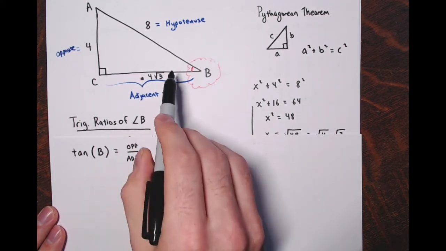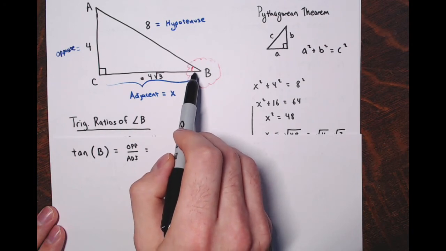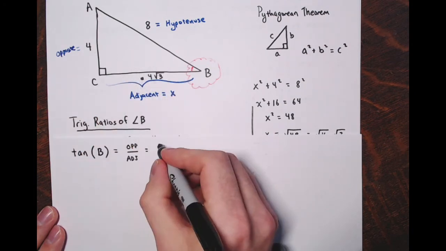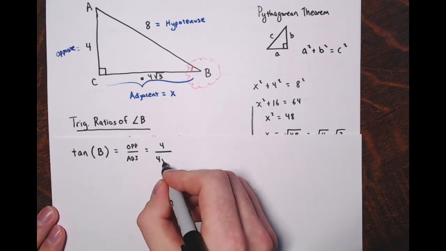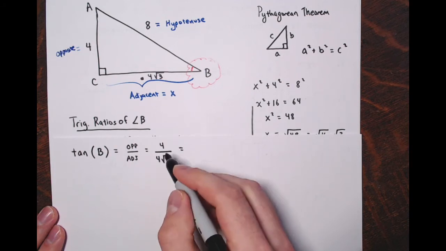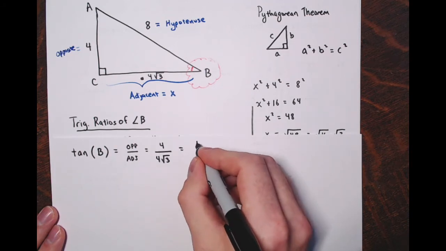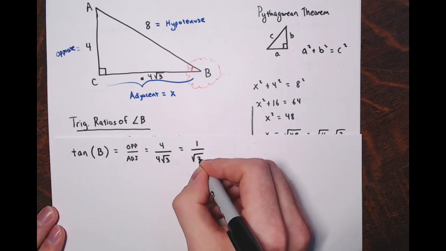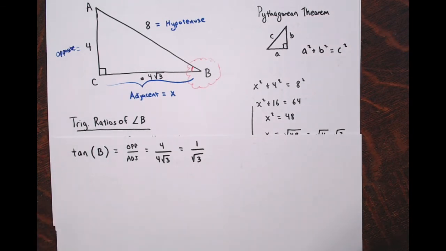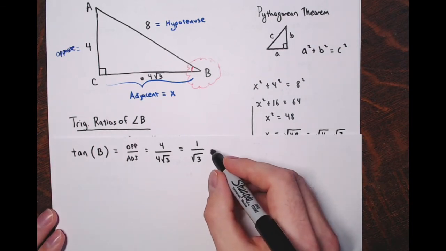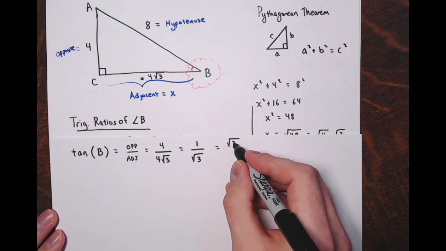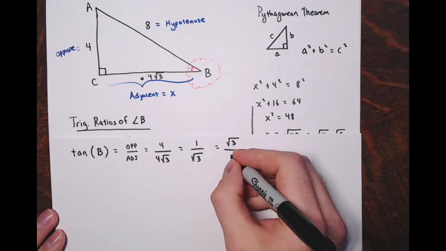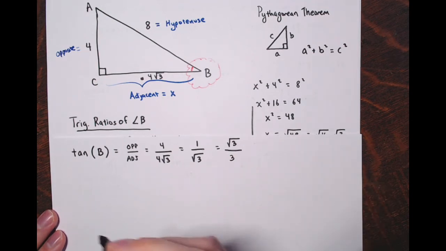All right, so in this triangle, the tangent of angle B is opposite 4 divided by adjacent to angle B, which is 4 times the square root of 3. All right, so you see the 4 is canceling. This would be just 1 divided by the square root of 3. And then just as in the previous problem, when I did secant, I'm going to multiply the top and bottom by square root of 3 to rationalize the denominator. So I have 1 times the square root of 3, or just the square root of 3, divided by 3. All right, so that's the tangent.